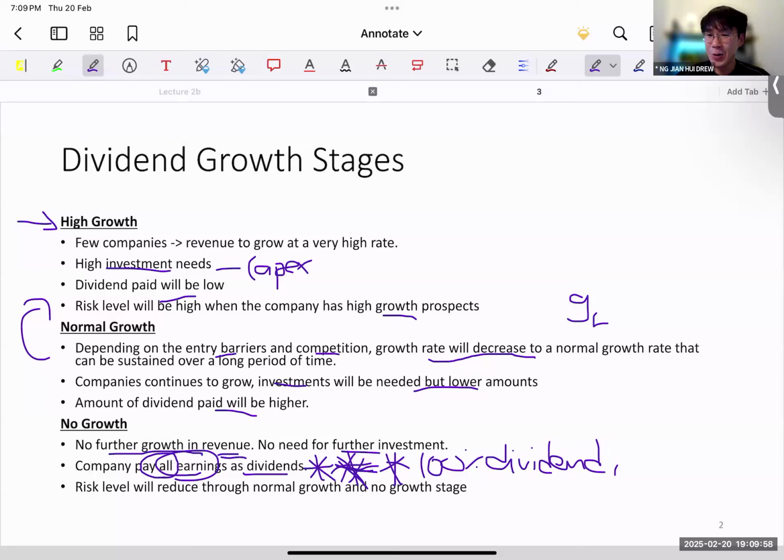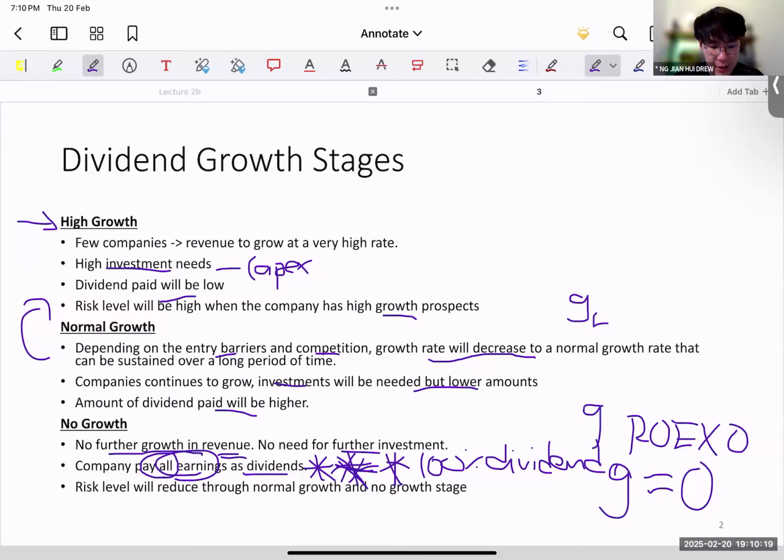Perfect. Thanks. So G equals ROE times 1 minus dividend payout, right? So if your dividend payout ratio is 1, 1 minus 1 is 0. And so ROE times 0 equals 0. So G becomes 0. So that's the formula that proves to us that when you pay everything out as dividend, there'll be no growth.